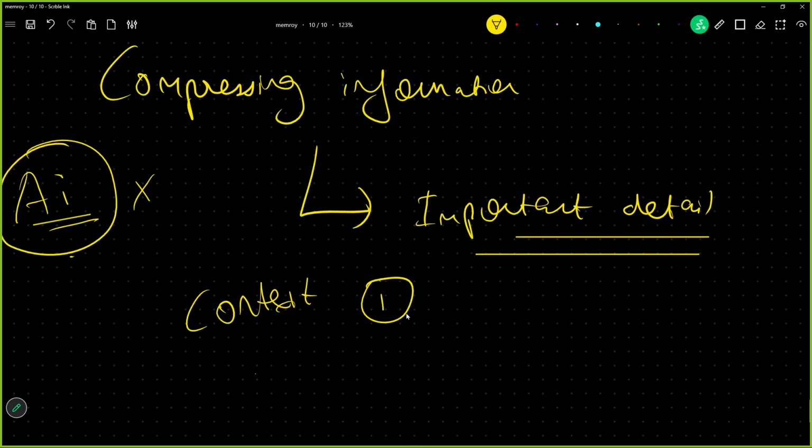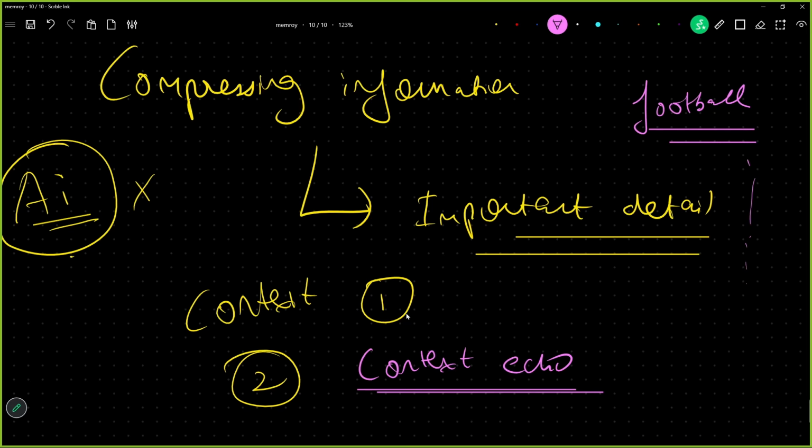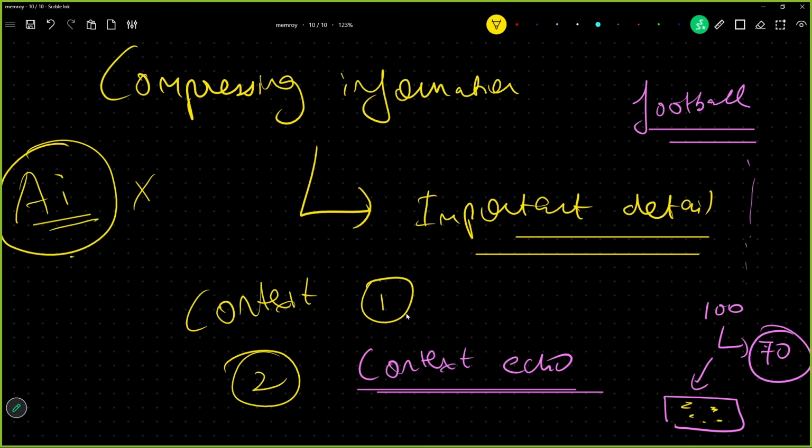Okay, there is a second problem with this particular scenario. The problem is called context echo. For example, if a user is mentioning football in every sentence, football, football, football, football, let us say the user has said football in 70 sentences out of 100, and the summary of these 100 sentences is in one paragraph. So in one paragraph, 40 to 50% of the words will be football. Okay, this is nothing but context echo.